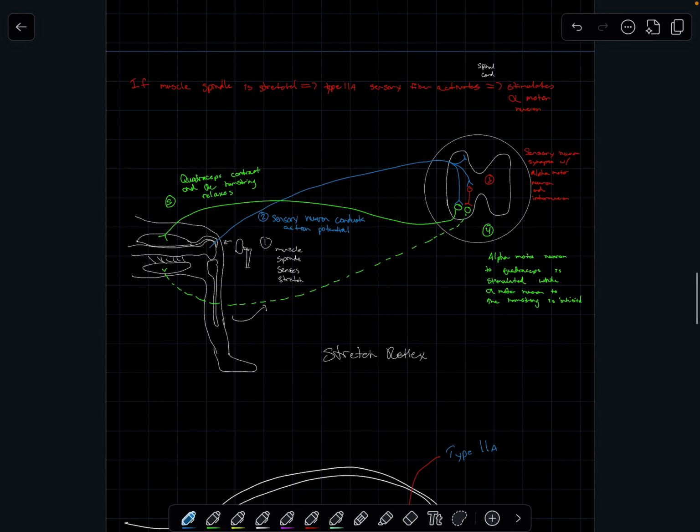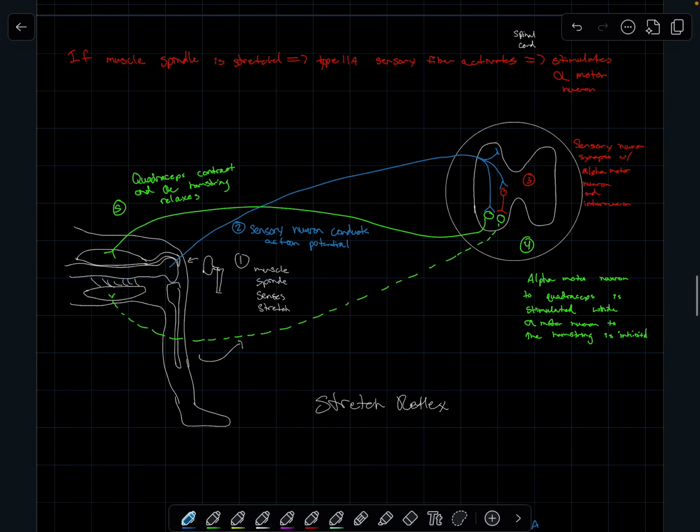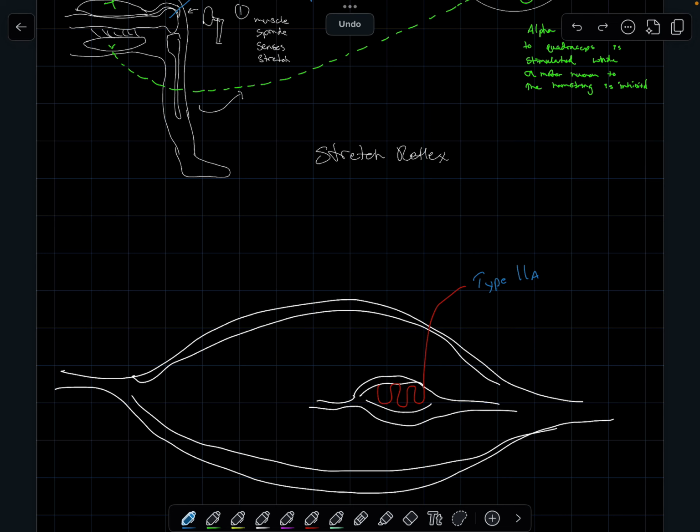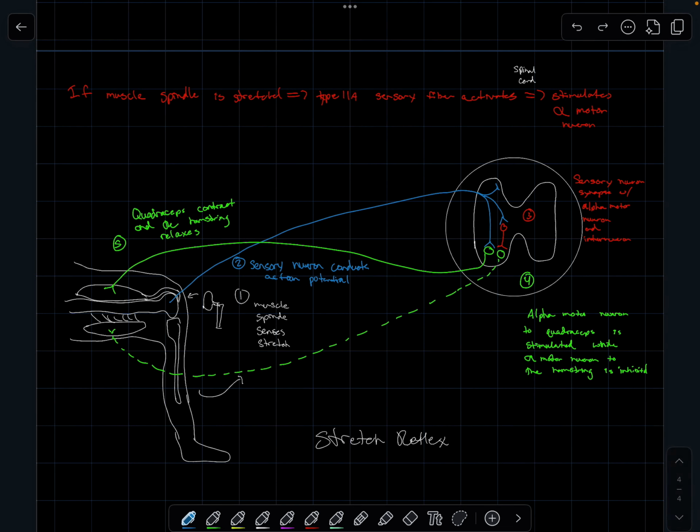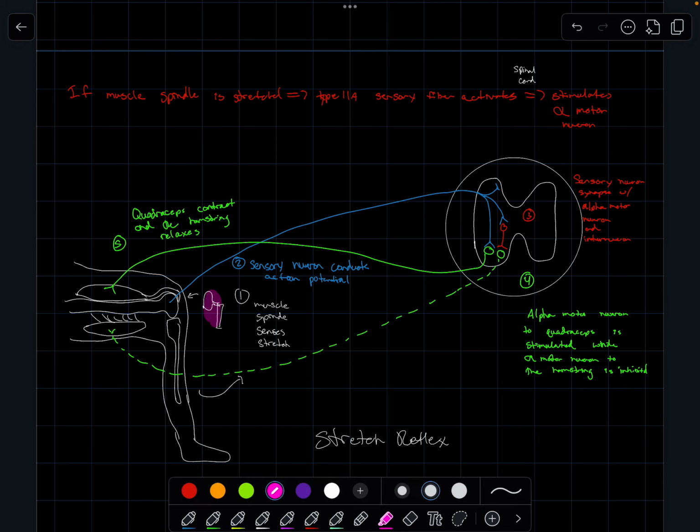Let's take a look here. I want to focus on the stretch reflex. Like I said, muscle spindle fibers respond to stretch. When we go to the doctor and they do the patellar knee reflex, right? They'll take a hammer and they'll smack it against the patella. Right on the patella is the quadriceps tendon, which is where most of the muscle spindle fibers are located.